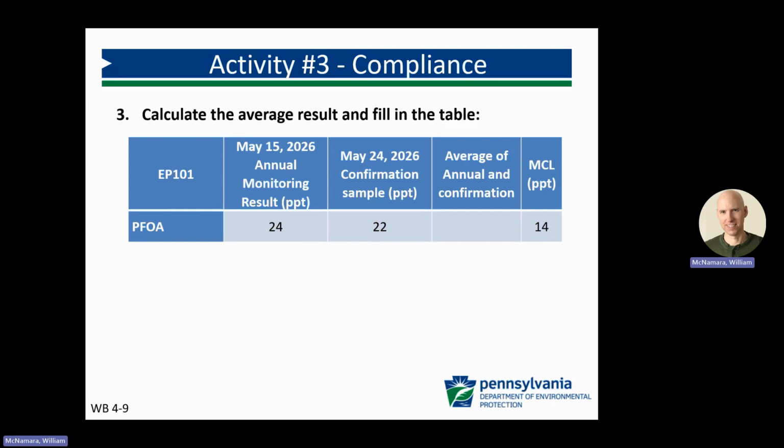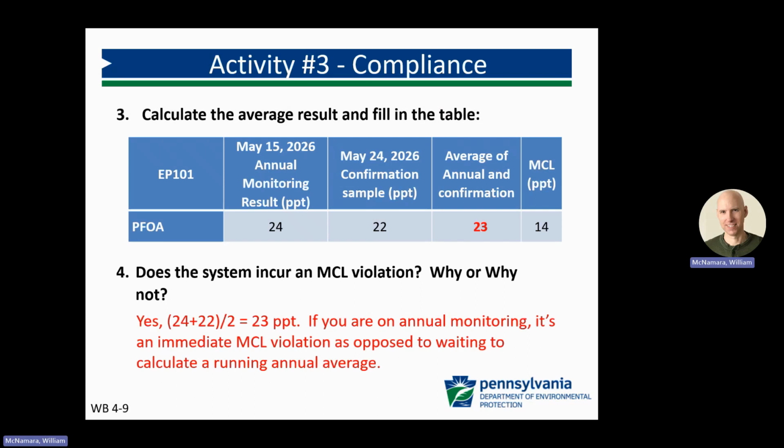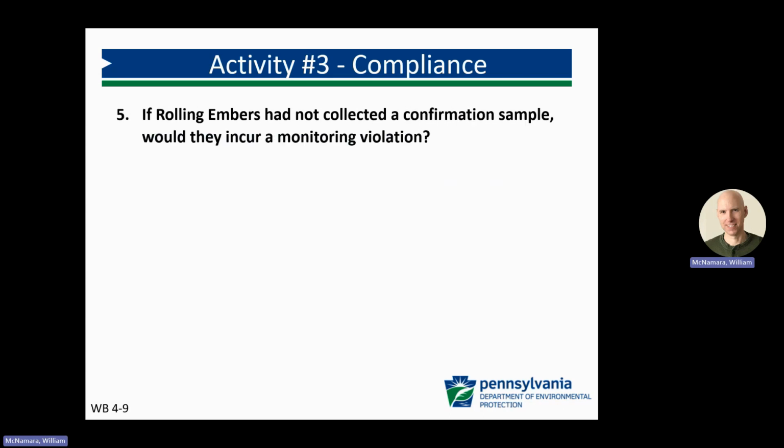So number 3, though, calculate the average result and fill it in the table, which you could probably do in your head here. We had 24 and 22, which averages to 23. So at this point, do they have an MCL violation? Yes, they do, because the 23 calculated value is greater than the MCL of 14. So here again, it's a little different than when they're on quarterly and we're looking for running annual average. Here on annual monitoring, it's an immediate violation when we average those two together, if it's greater than the MCL. In this case, it is.